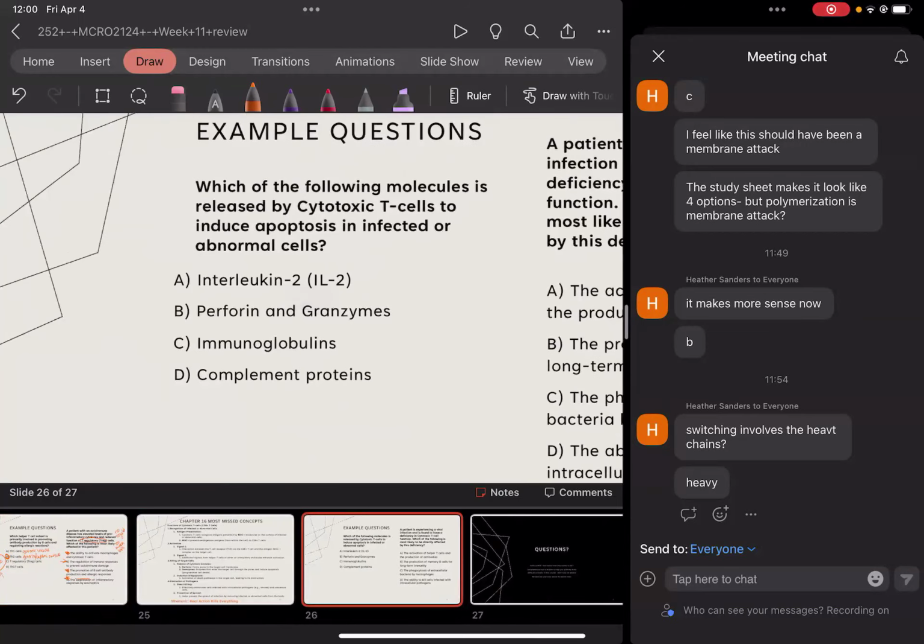Our next question, which of the following molecules is released by cytotoxic T cells to induce apoptosis? These are going to be our perforin and our granzymes. Remember, our perforin pokes holes, and our granzymes are going to digest what's in the cell. And when this happens, this causes the attacked self cells to go through cell suicide. That's called apoptosis.